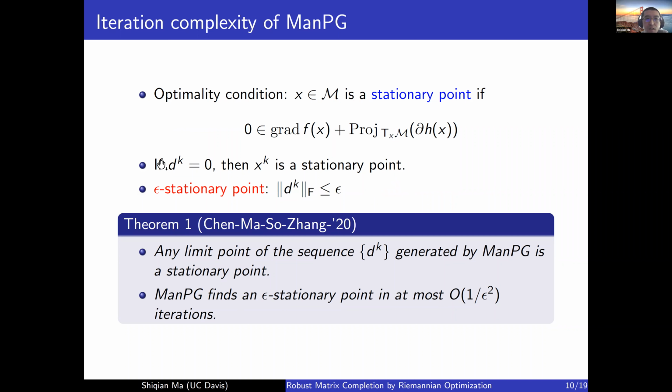And we can show that in our algorithm, if dk is equal to 0, then xk is a stationary point. So very naturally, we can use this as the measure for epsilon stationarity. If the size of dk is smaller than epsilon, we claim that we found an epsilon stationary point, xk. In this paper, we actually proved the iteration complexity results for the ManPG algorithm. We showed that the ManPG algorithm can find an epsilon stationary point in at most this many iterations. So it is in the order of 1 over epsilon squared.